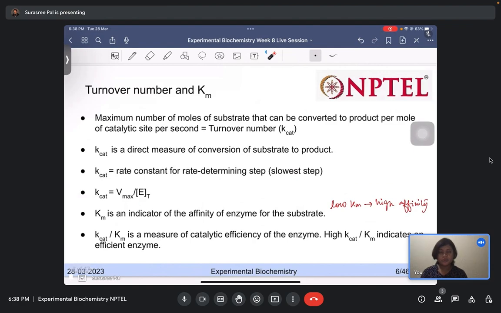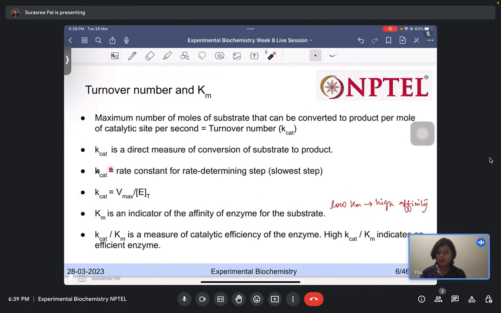Now next, coming to one important characteristic of the enzyme, which is the turnover number, and Km. So what is the turnover number? It is basically the number of substrate molecules that is turned over or catalyzed by the enzyme per second. This is the maximum number of moles of substrate that can be converted to product per mole of catalytic site per second. That gives us the turnover number.